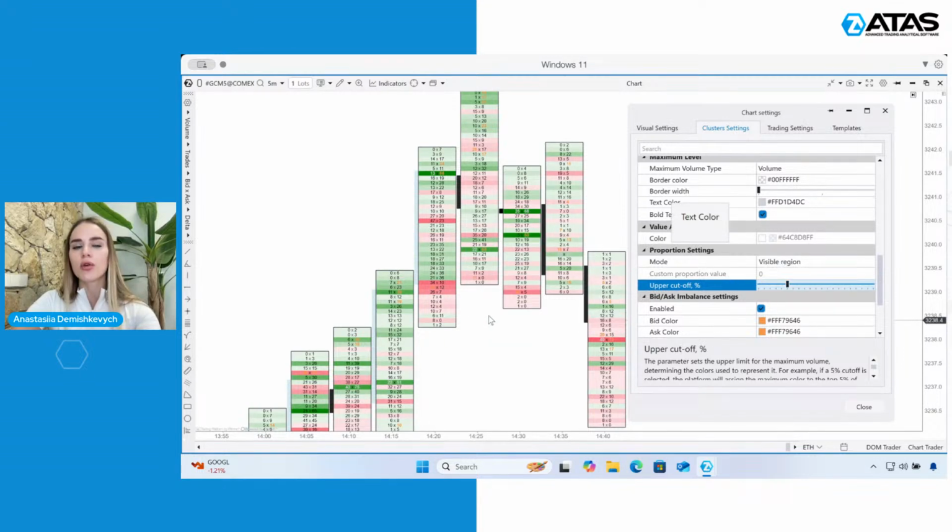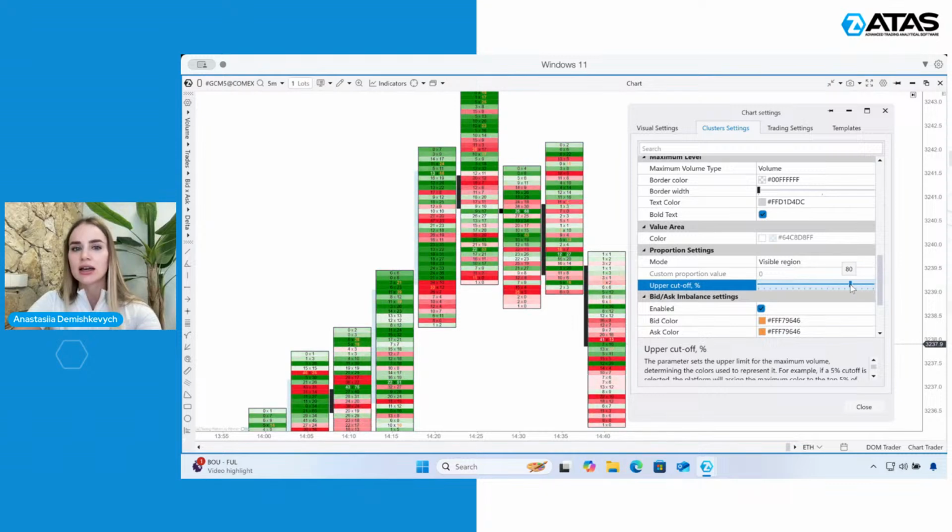Now, this proportional gradient is really important to be set correctly, because this will allow you to separate all the noise in the market from what is really happening. If you put your upper cutoff all the way to the right side, you can see that barely every single cluster is highlighted quite aggressively and brighter, which doesn't allow you to filter out how important the information is.